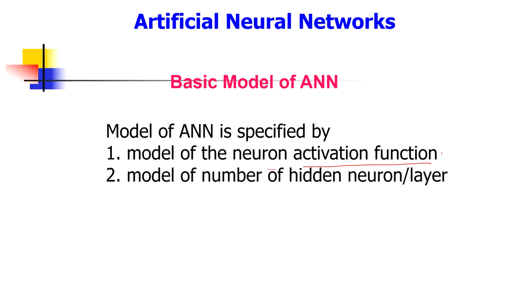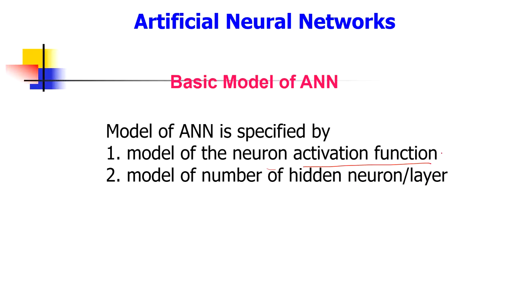The second is the number of hidden neurons for each layer: how many neurons can be useful or utilized to solve a given problem. This is the design process in which we increase the number of layers and the number of nodes, which are the neurons, in order to solve more complex problems.